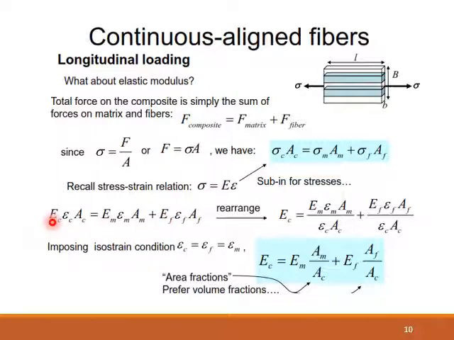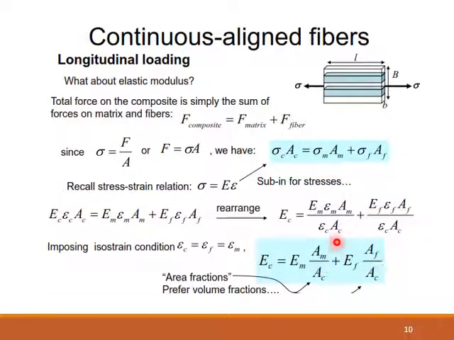Now you can rearrange. In order to get the modulus of the composite, you divide all through by strain of C and area of C. So the modulus of C now becomes this plus this. Now, if you remember, this is the isostrain condition. So it means the strain in the composite is the same as the strain in the fiber, and is the same as the strain in the matrix. So strain of M and strain of C cancel, and strain of F and strain of C cancel. So we are now left with EC is equal to EM AM over AC, and then EF multiplied by AF over AC.